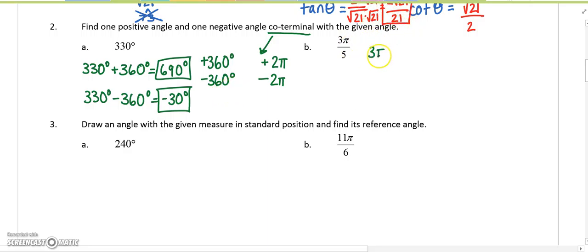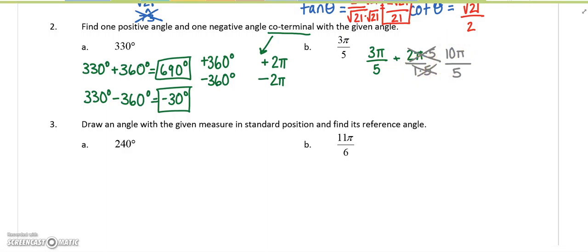Alright, over here in part B, I'm going to do the same thing, but with 2 pi, because we're in radians now. Okay, you can do this on your calculator, but I think it's easier to just do it by hand. Alright, get a common denominator, multiply by 5. So that's going to turn into 10 pi divided by 5. And now I can just add them. So that means 13 pi divided by 5.